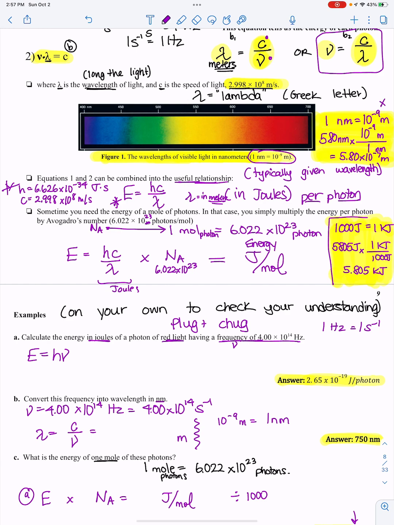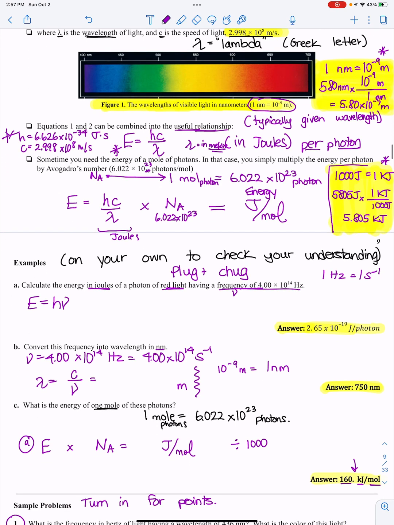I also showed you how to convert nanometers to meters and joules to kilojoules. This is just a refresher from our summer work. If you have any questions or concerns, we're definitely going to do more calculations in class. Take this as our beginning introduction to using equations and plugging and chugging.